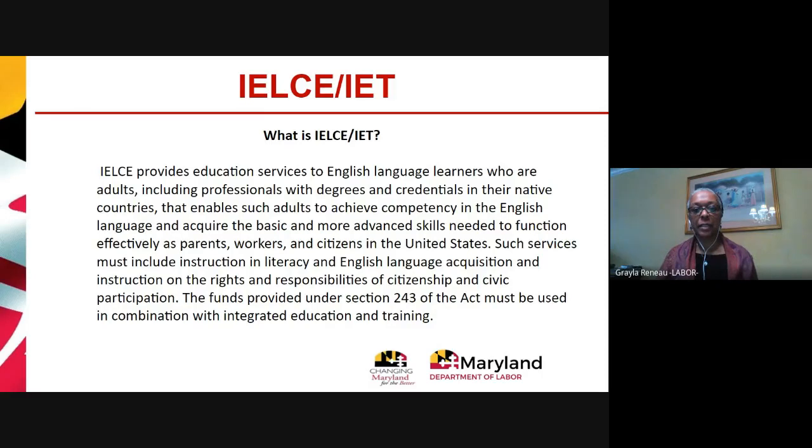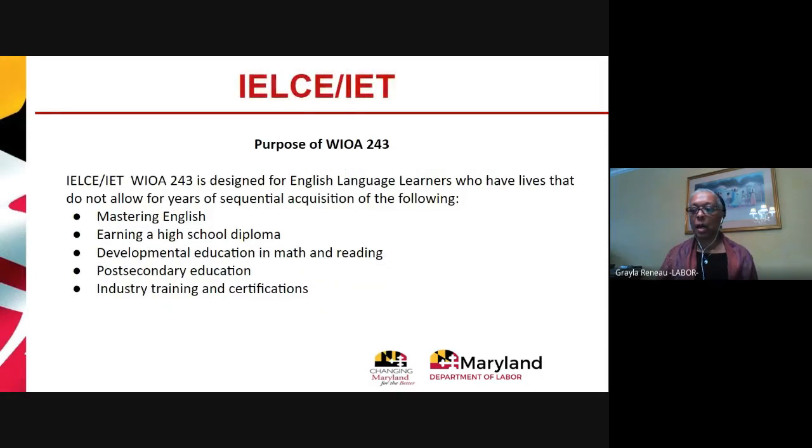Next slide, please. So IELCE is specific to English language learners. So that would include any professionals with credentials or degrees from their native country. It includes the concurrent delivery of literacy and English language acquisition, citizenship, civic participation, and of course, workforce activities.